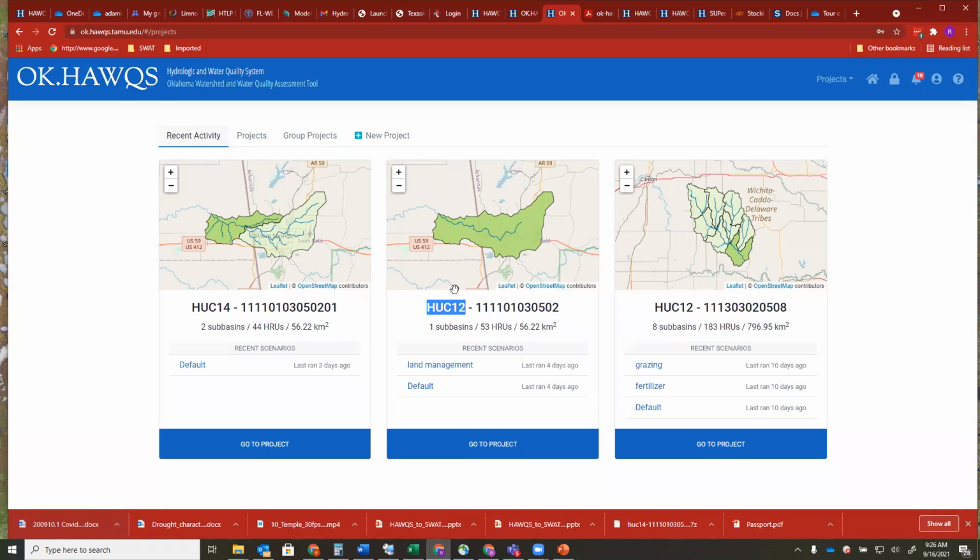So you can see these two are the same watershed. This one was done with the HAWQ12. There's just one HAWQ12, whereas this one is HAWQ14. There are two HAWQ14. As you move your cursor, it tells you what the HAWQ14 number is, the name of the creek that you're modeling, the size of each sub-watershed, and so forth.